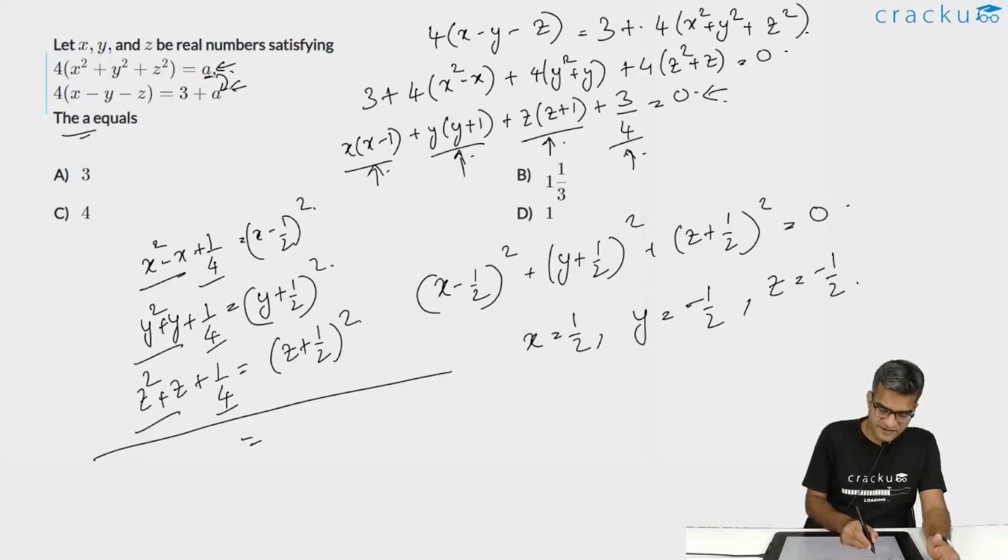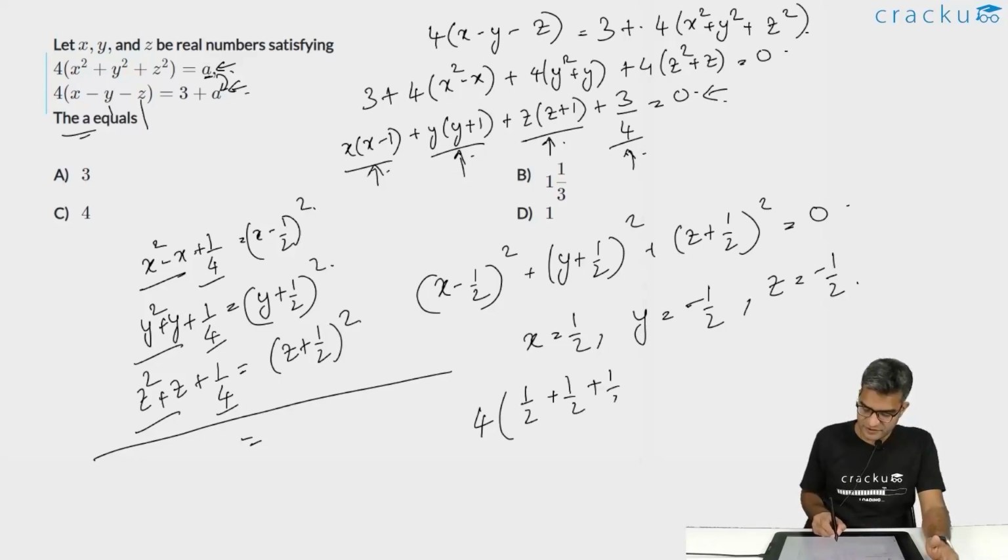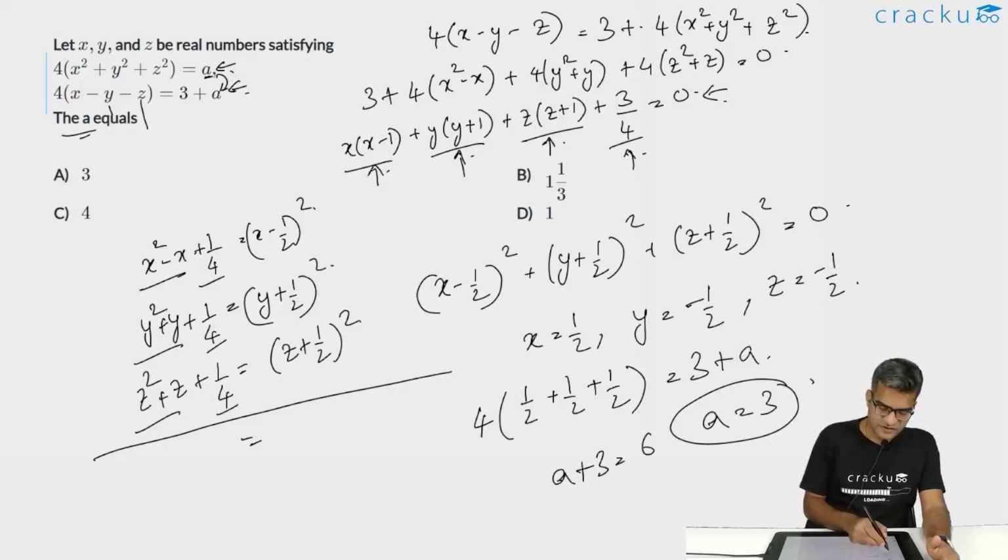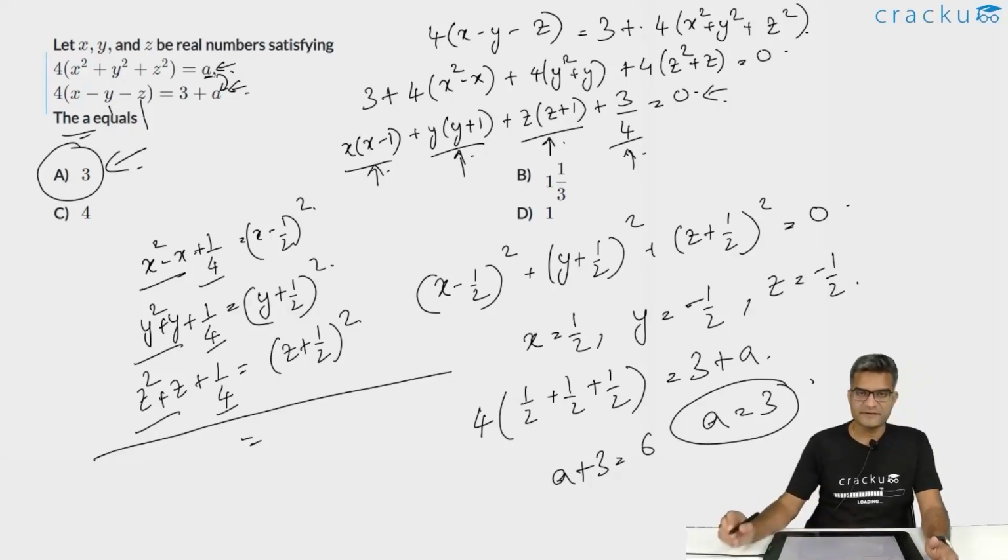So what is the value of 3 plus a? 3 plus a is 4 times x, which is 1 by 2, minus of y, which is plus 1 by 2, minus of z, which is again plus 1 by 2, is equal to 3 plus a. Or a plus 3 is equal to 6, or the value of a is equal to 3. So the answer for this question is option A.